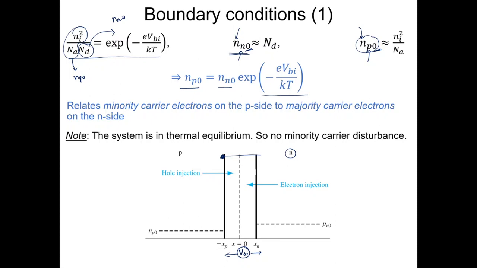But at present we are considering the system in thermal equilibrium, so there is no minority carrier disturbance, right? So whatever we calculated here, this Np0, remains the same everywhere. Now as we apply a certain forward bias, this concentration at the edge would vary, and then it will fall, and at some point it will achieve the same thermal equilibrium concentration.